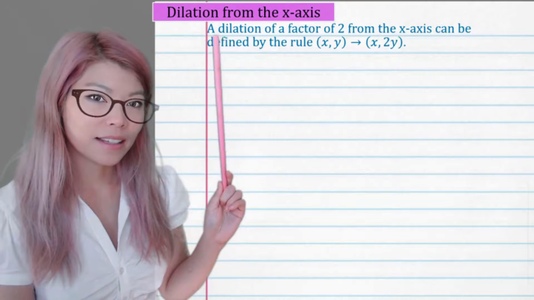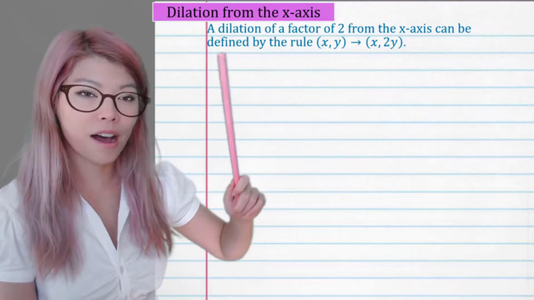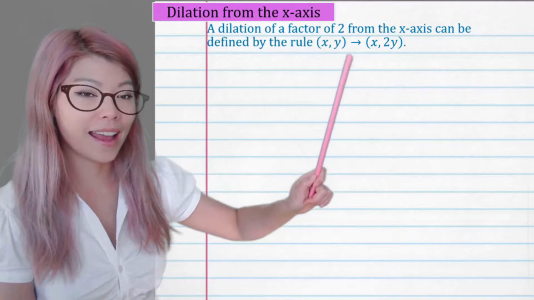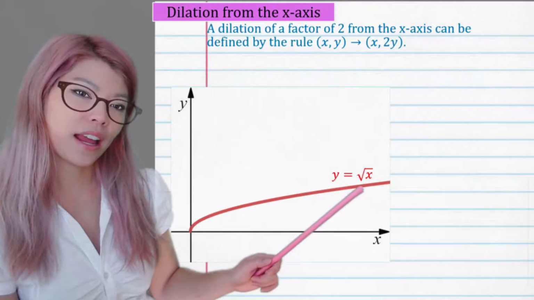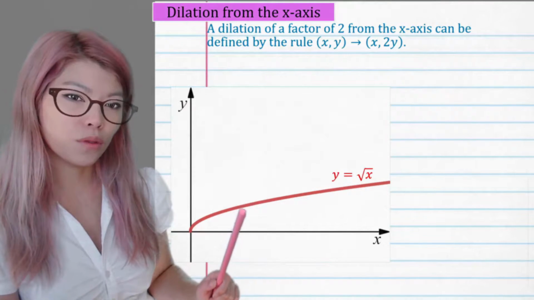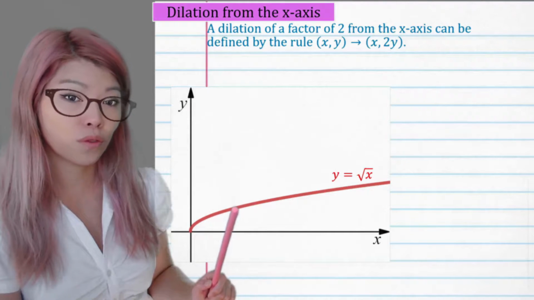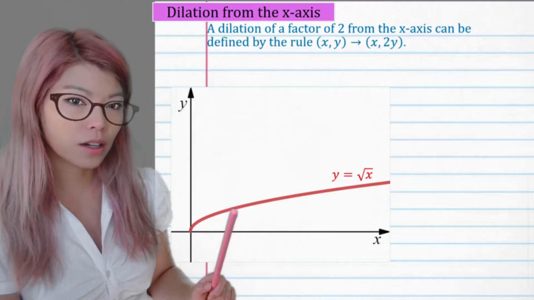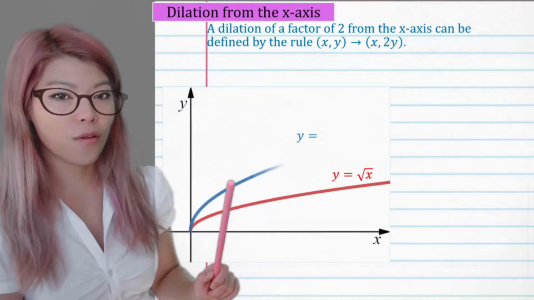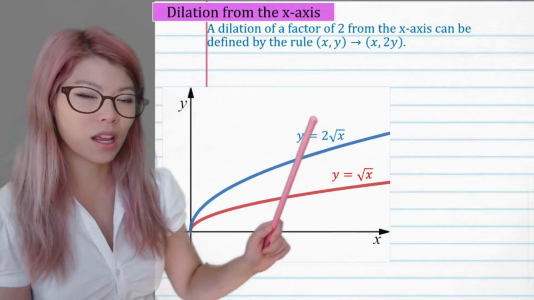Dilation from the x-axis. A dilation of a factor of 2 from the x-axis can be defined by the rule (x, y) goes to (x, 2y). Why is that? Let's have a look. Here we have square root of x, for instance. If I want to move this point away from the x-axis, so a dilation of 2 from the x-axis, that means going that way. So if I go that way, we actually obtain 2 square root of x.